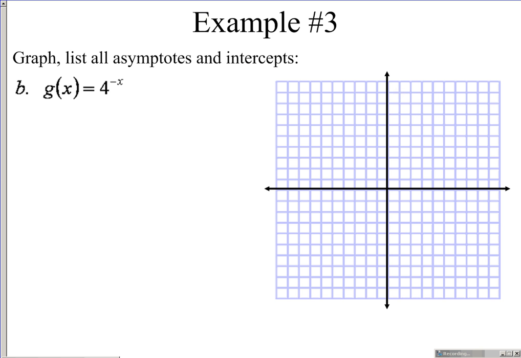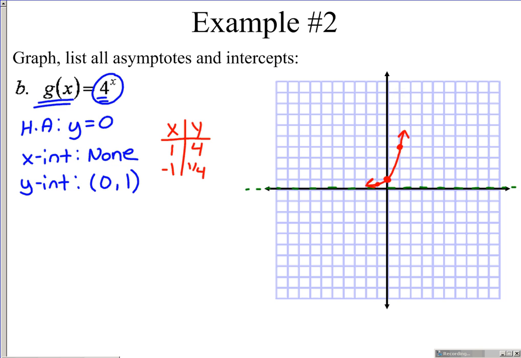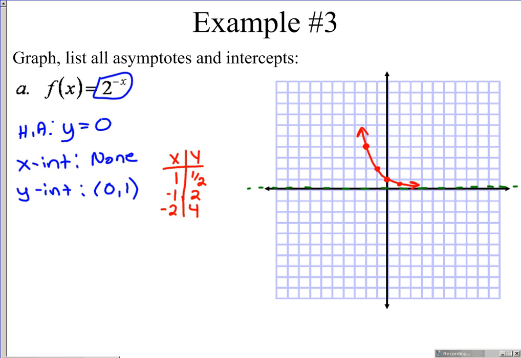Letter B. You should have an idea of what this is going to look like before we even graph it. Same as what we had back here, 4 to the x power. Only difference now, we're adding a negative on x, so it should be that graph reflected over the y-axis.